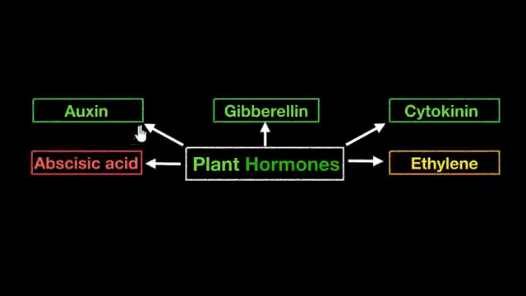Let's study the 5 major plant hormones, see what their functions are, and more importantly, see how to remember them for our exams. So let's start with the first one. It's called auxin. Now I've written that in green because that's a growth hormone. Things which are in green are growth hormones, okay? So what does auxin do?